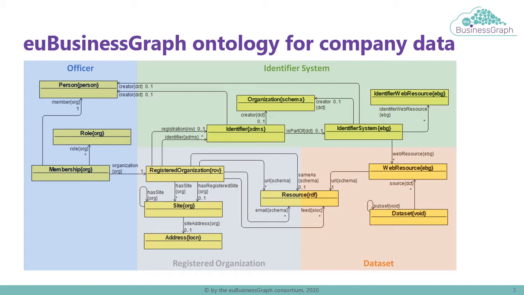A company has associated officers, for instance, directors. The class membership is used to associate officer data. It connects a registered organization with a person through a role. Finally, in order to capture information about datasets that are offered by company data providers, we included the class dataset that can have relevant web resource information associated.